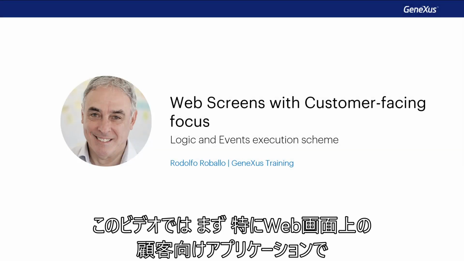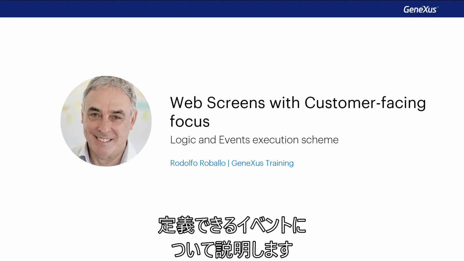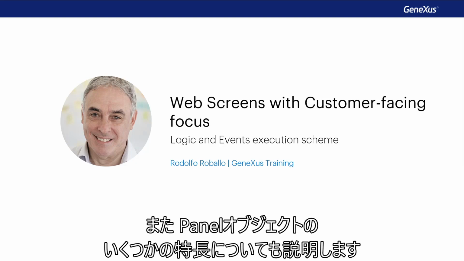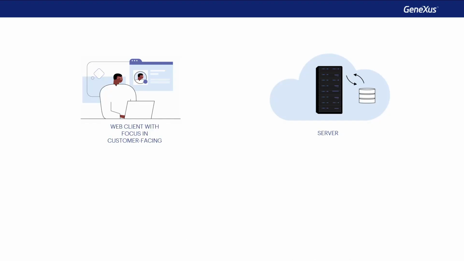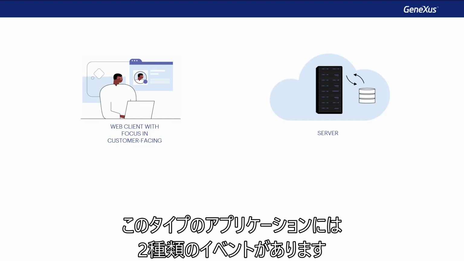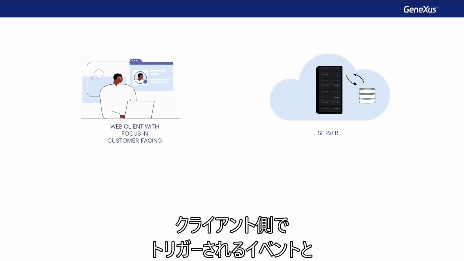In this video, we'll start to look at the events that can be defined on the screens in customer-facing applications, in particular on web screens. Also, we'll describe some characteristics of the panel object. This type of application includes two types of events: events that are triggered on the client side and events that are triggered on the server.